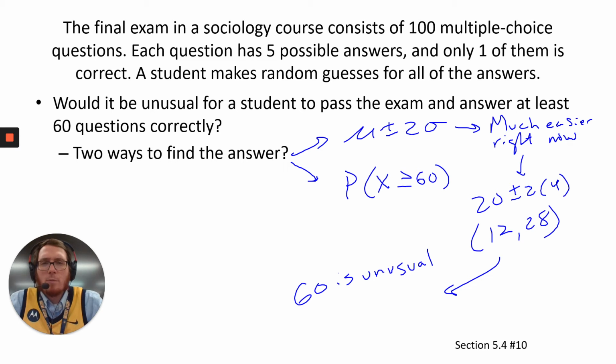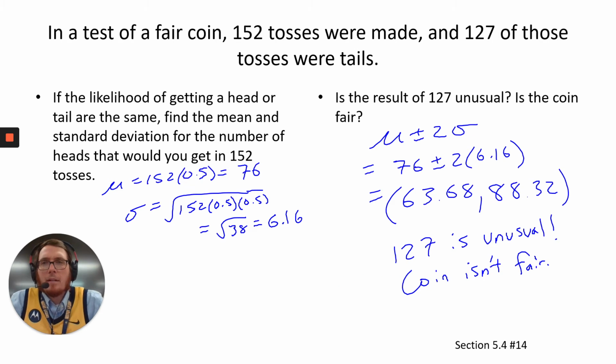So 60 would be definitely an unusual answer. Okay, this says a test of a fair coin. So if it's a fair coin, we're going to assume that heads and tails are the same. So P and Q would both be 50%. Okay, N is 152. Now this 127 isn't needed until later. So we'll use that 127 in a little bit.